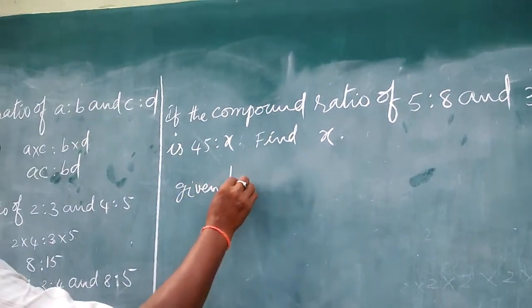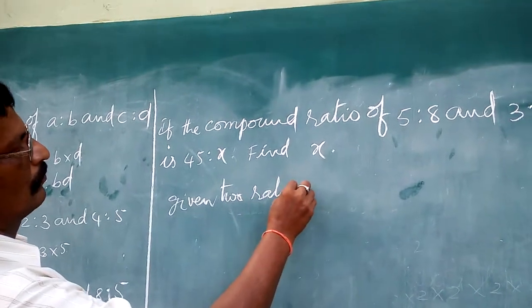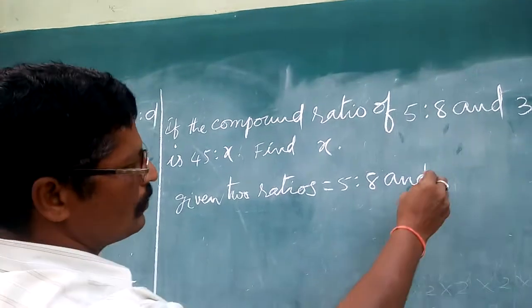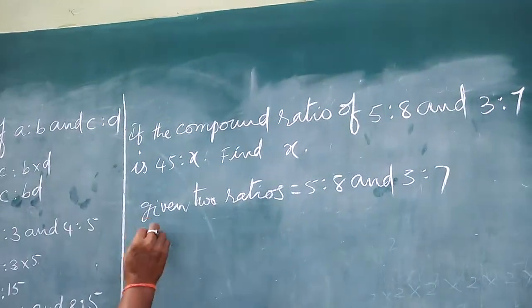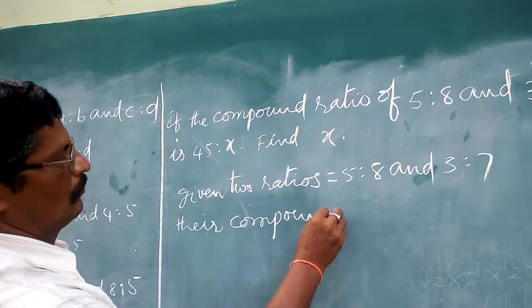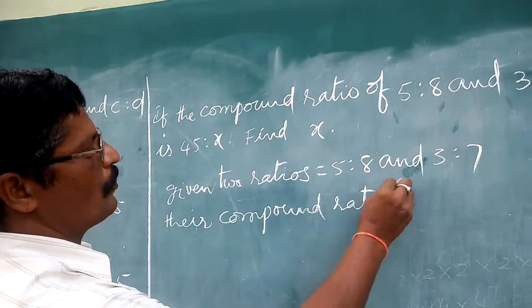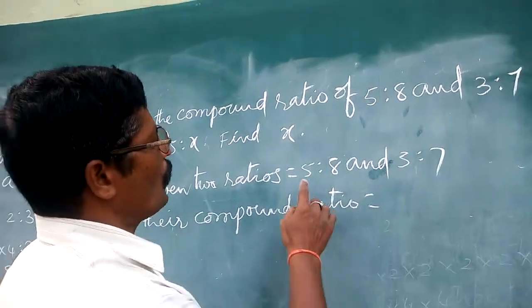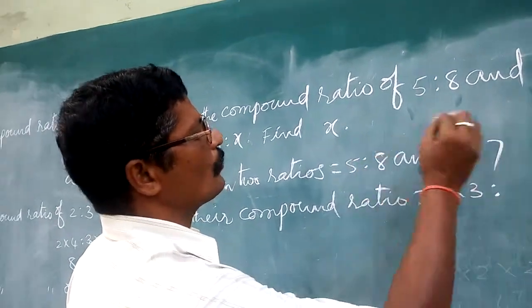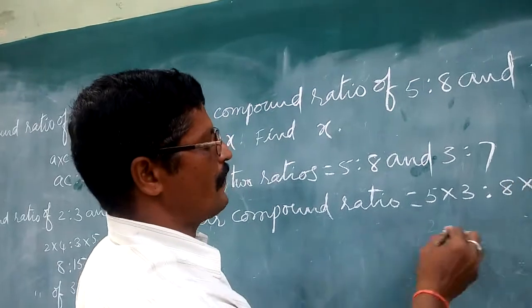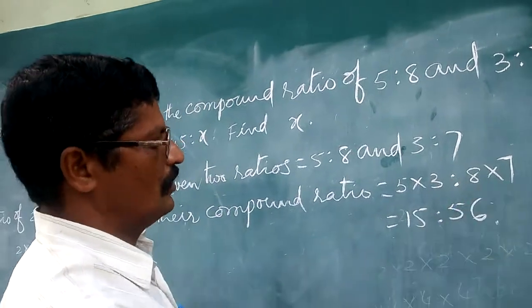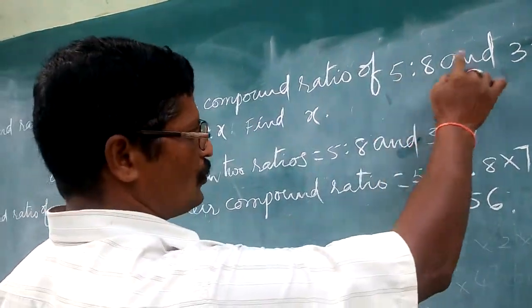Given two ratios, 5:8 and 3:7, their compound ratio. What is the rule? Product of antecedents, 5 into 3, is to product of consequents, 8 into 7. 5 3s are 15, 8 7s are 56. This is the compound ratio of these two ratios.